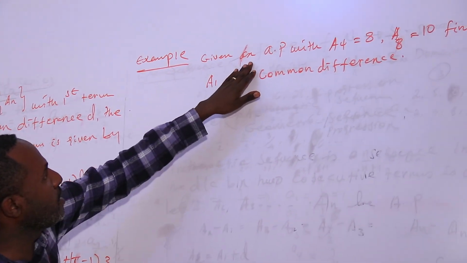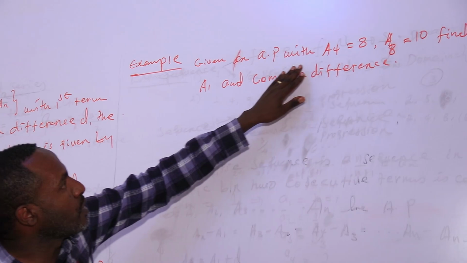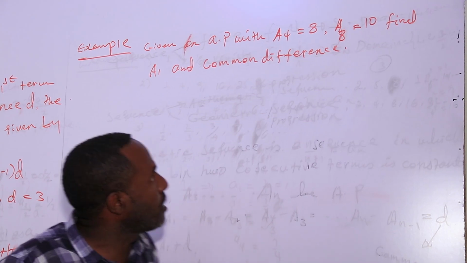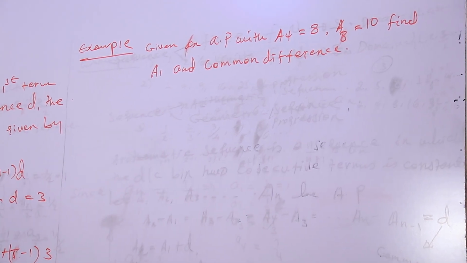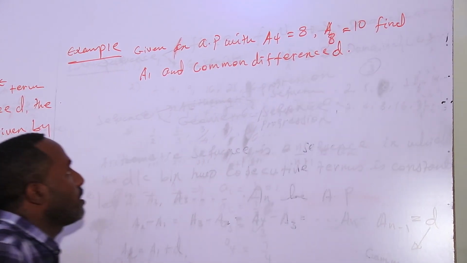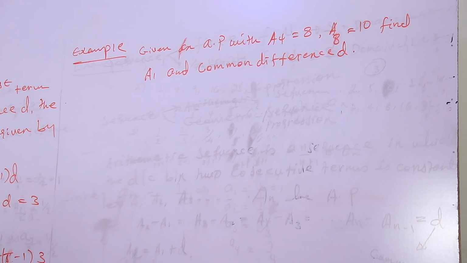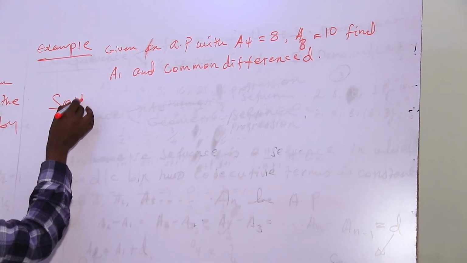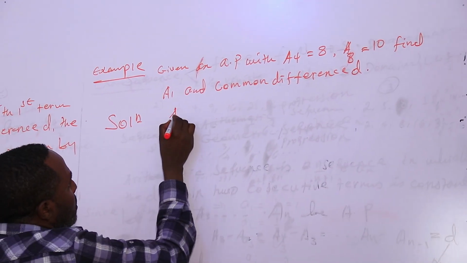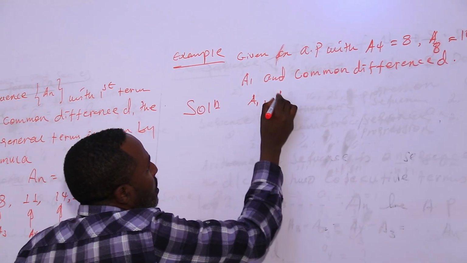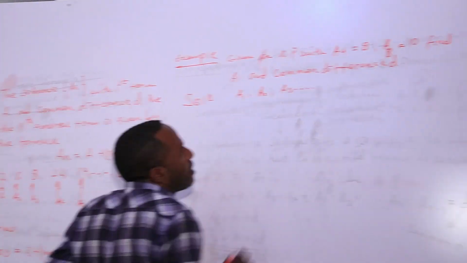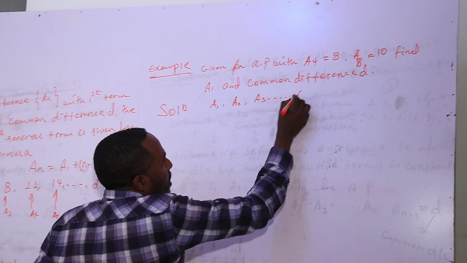Another example is given an arithmetic progression with the fourth term given as 8 and the 8th term also 10, and then find the first term and the common difference. Dear class, to determine the solution of the given information, the given information is an arithmetic sequence or arithmetic progression with A1, A2, A3 in such a way. Let's say AN here.